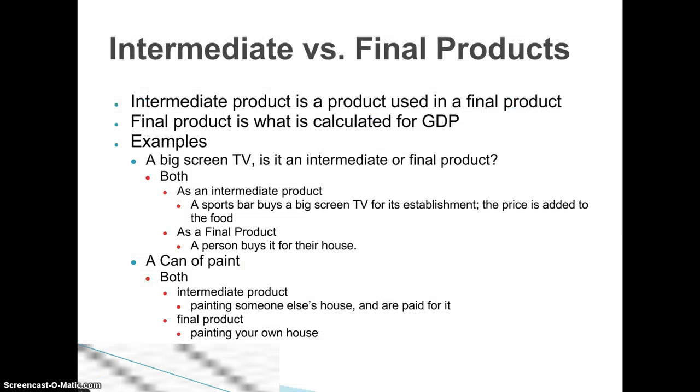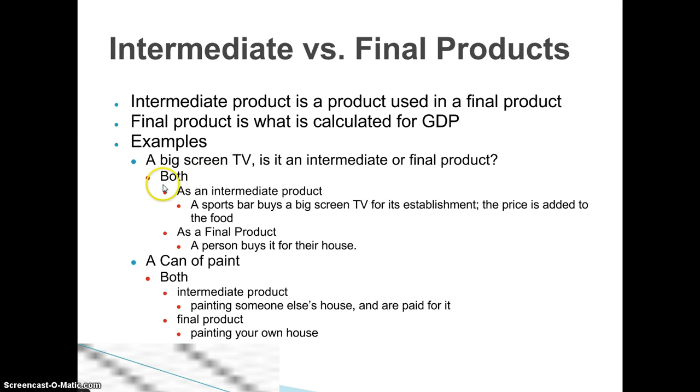The final thing you'll need to know for the assignment today is intermediate versus final product. And this can be seen kind of like this. Once money stops changing hands, it's a final product. So it kind of depends on how the item is being used. For instance, I've got a couple examples here.